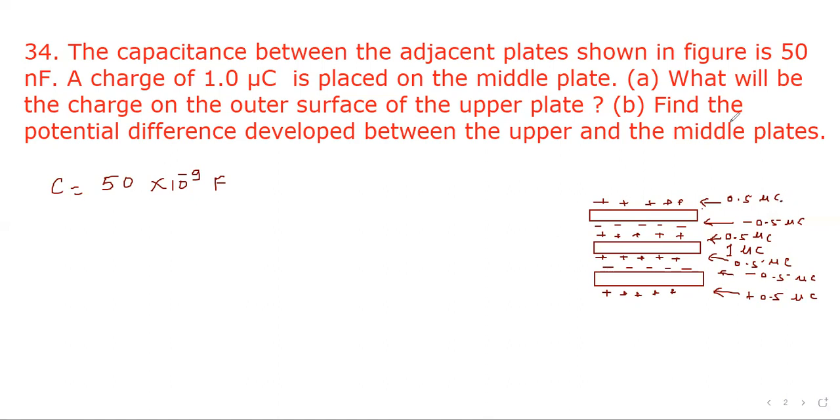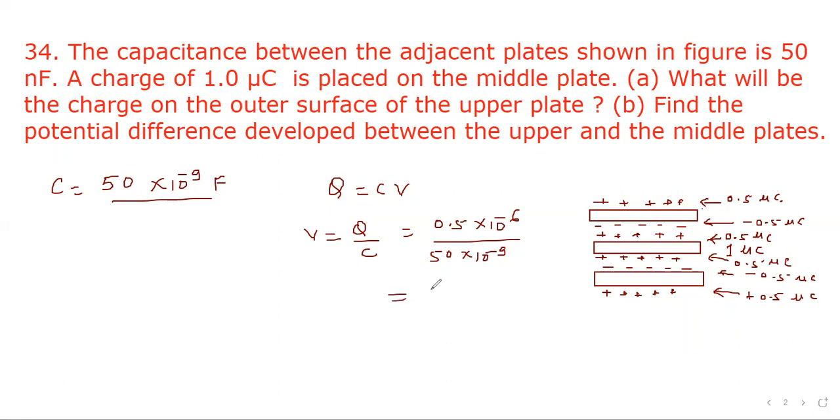Now, second part: find the potential difference developed between the upper and the middle plate. So, Q equal to CV, from where we get V equal to Q upon C. The charge we have got is 0.5 into 10 to the power minus 6 divided by capacitance 50 into 10 to the power minus 9. So, if we simplify, we will get 10 volt.